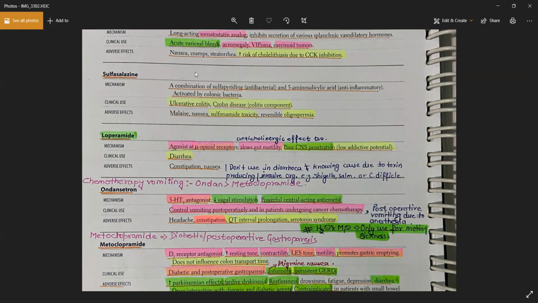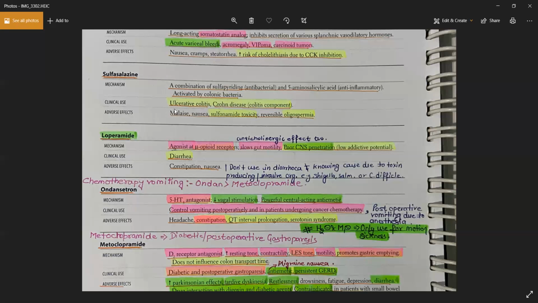These sulfonamides, sulfasalazine is actually a sulfonamide drug, which could be useful in ulcerative colitis and Crohn's disease. It has a major action only on the colon because it is activated by the colonic bacteria. That's why you can use this drug for ulcerative colitis as well as the colonic component of Crohn's disease, because Crohn's disease can happen from your esophagus to the colon, right? So whenever Crohn's disease is in the colon only, then you can use sulfasalazine.